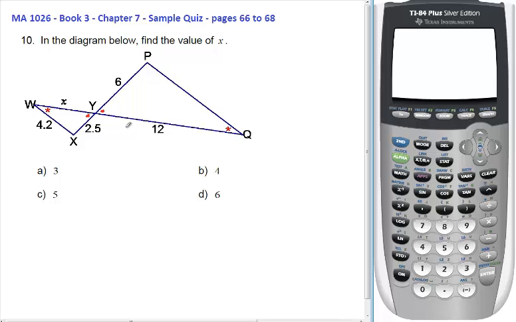Now, be careful how you set this up. If you set up the wrong proportion, you're not going to get it correct. Because if you think x is to 6 as 2.5 is to 12, then that's not going to work out. Sometimes it gets confusing when they're not drawn in the same orientation, so I'll take a quick second to draw these. I'll leave the big one the same way.